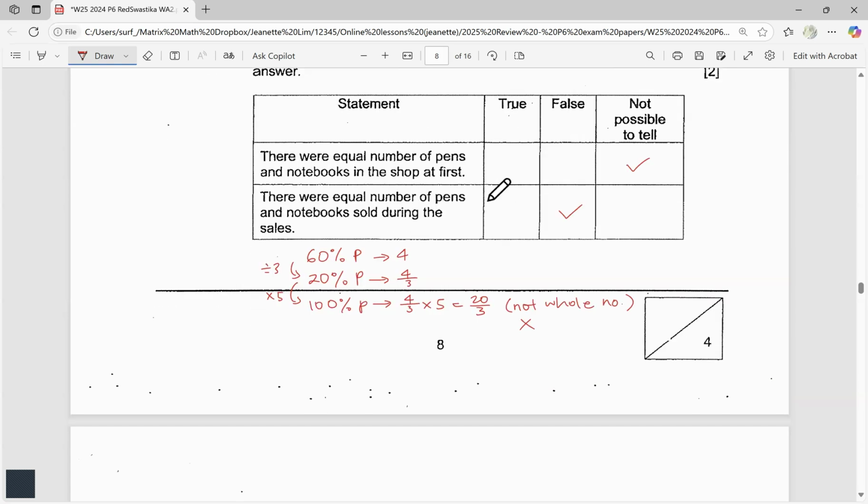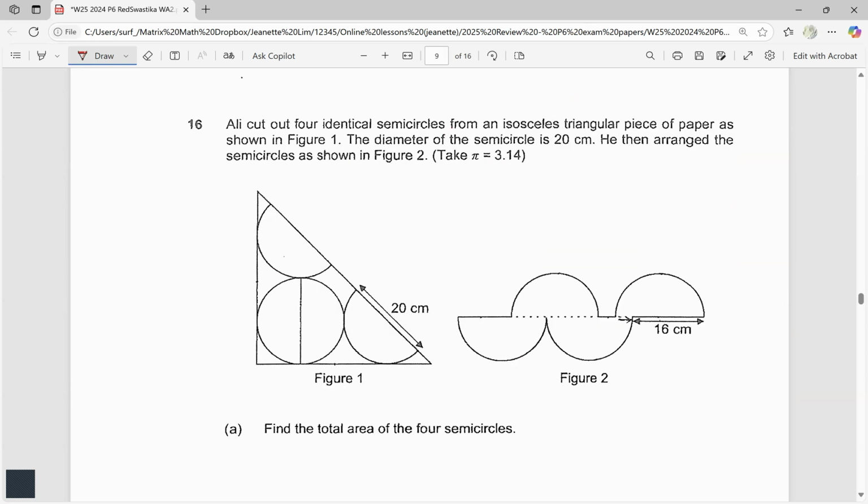Okay, next question 16. Ali cut out 4 identical semicircles from an isosceles triangle piece of paper as shown in figure 1. Diameter is 20, as shown here as well. And then he arranged it accordingly in figure 2. So we need to find the total area of the 4 semicircles.